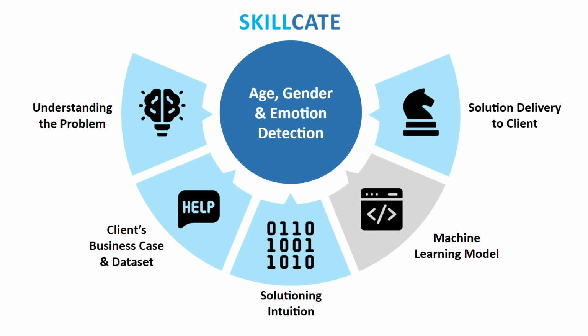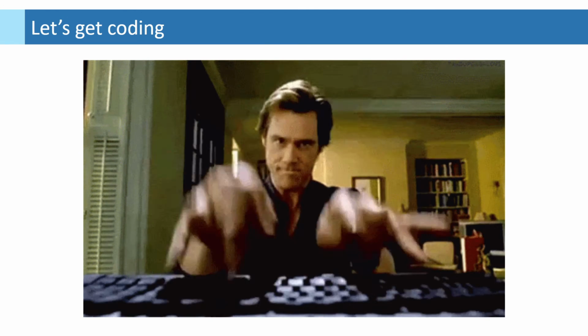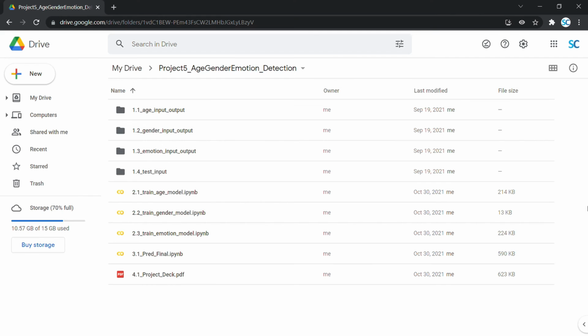Now, when we are on top of our solutioning game, let's get straight into the machine learning part of our project. This is your free SkillKit do-it-yourself DIY toolkit that entails training datasets, source code, and client solution presentation. Link to access these files is in the description below. Let me take you through the structure of this toolkit now.